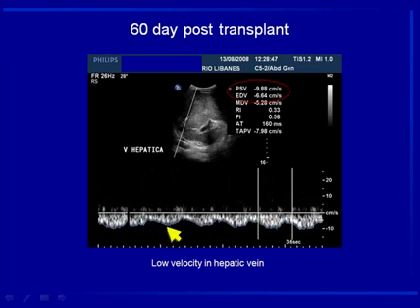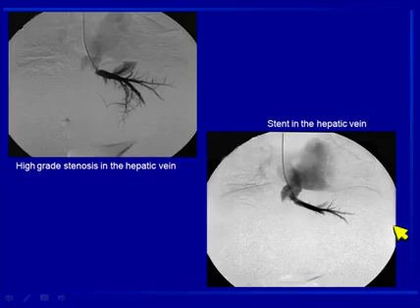Low velocity in the hepatic vein, and a high-grade stenosis in the left hepatic vein branch. This is the high-grade stenosis, and here we can see the stent in the hepatic vein close to the right side of the heart.